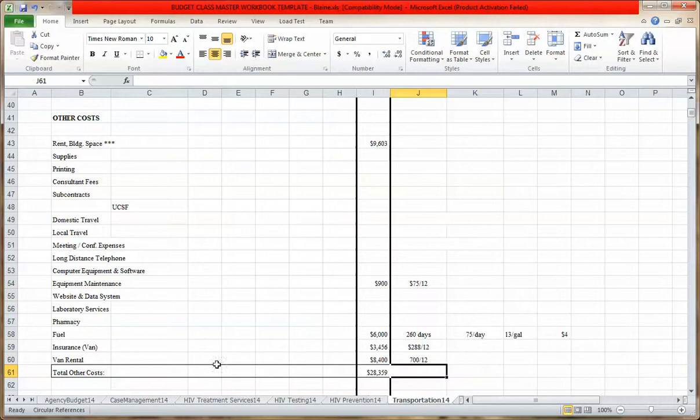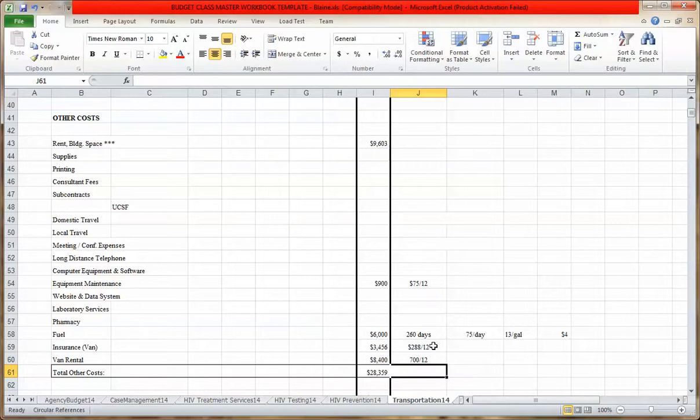We have a van that is $700 a month. Now I know that sounds really cheap, but we're assuming that we can get it from someone who is very nice and is feeling like they want to help our cause. So $700 is what I put in, times 12 months, you can see there that I have that, and that's $8,400.